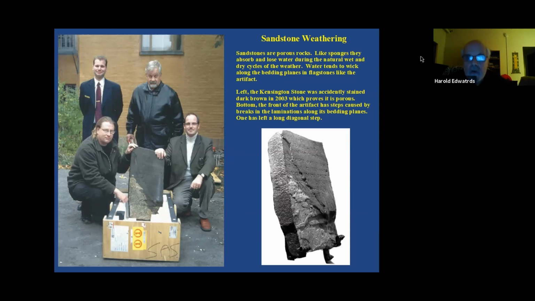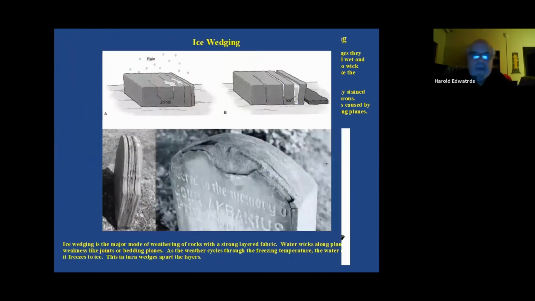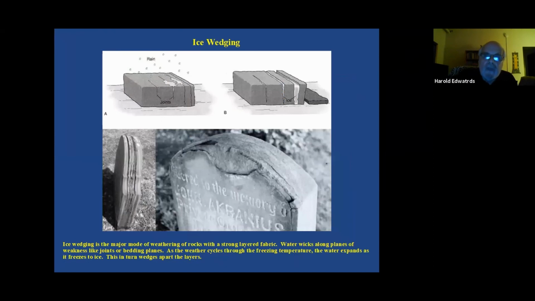Water tends to also wick along the bedding planes of the stone, and we'll see what happens to it. This phenomenon is called ice wedging. And what happens is water goes down the joints or the bedding planes in the stone, and when it freezes to ice, it expands and breaks apart the rock. And here are a couple of tombstones that are starting to delaminate or split apart.